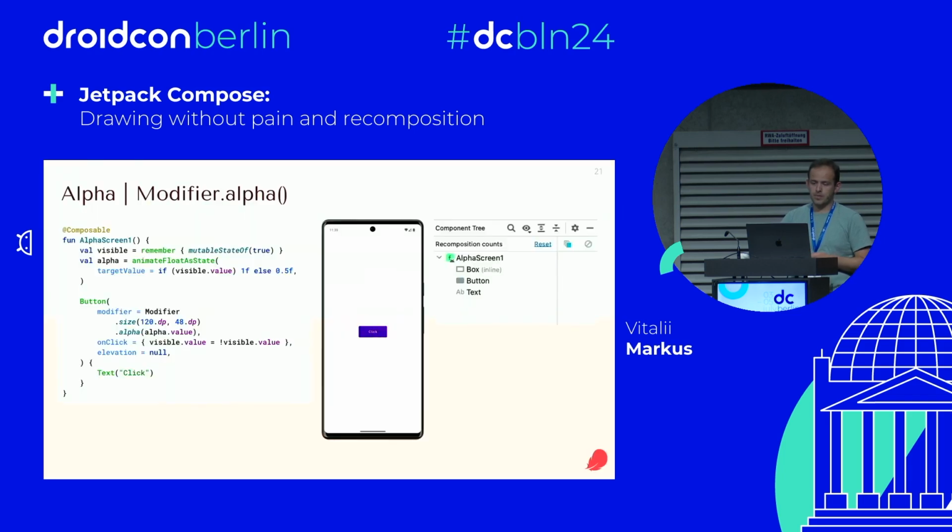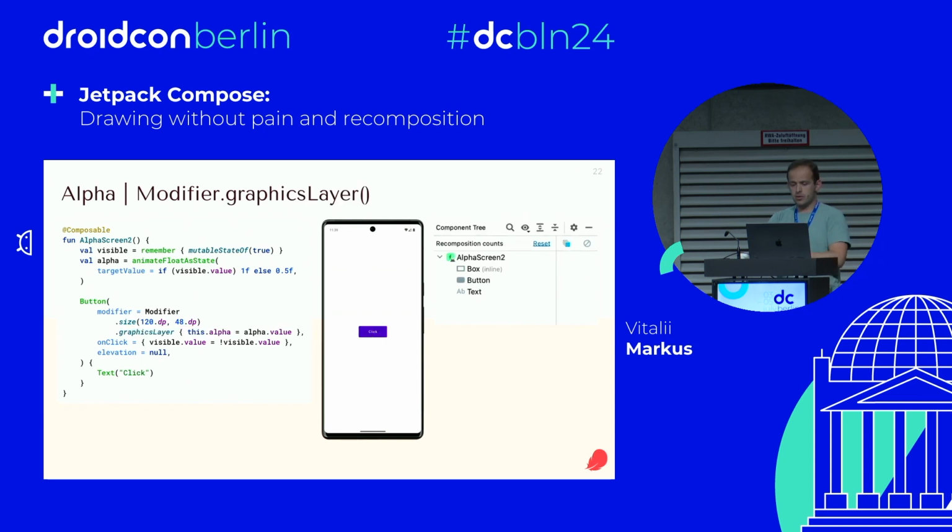with alpha. On this slide, we have a general button on the screen, and in the on-click action, we update the state. Based on this state, we animate the alpha from 1 to 0.5, and vice versa. Here we read this value, and let's check the recomposition count. Yeah, I think we all know that there is a lot of recomposition during the animation. But how can we avoid it?